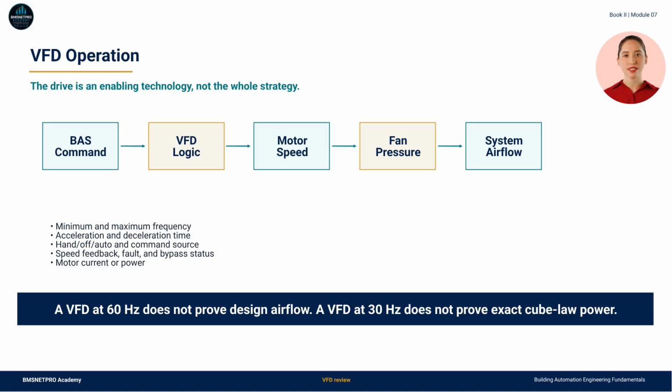BAS may show a valid command while the drive is in hand mode. A drive may be at 60 Hz while airflow is still low because the duct system is restricted. A drive may be at low speed, but that does not prove cube law savings. Always confirm what is commanded, what the drive is actually doing, and what the air system is delivering.